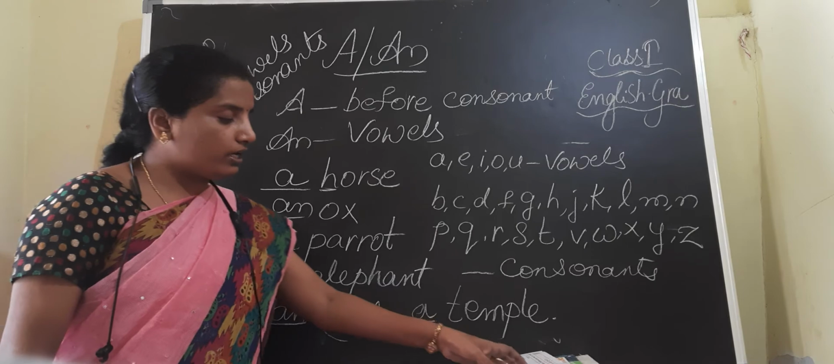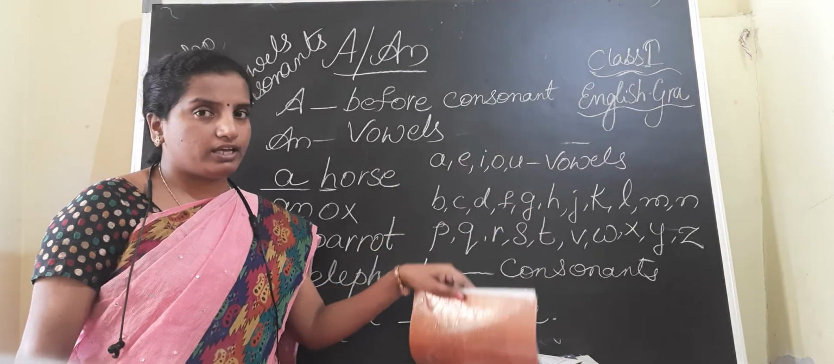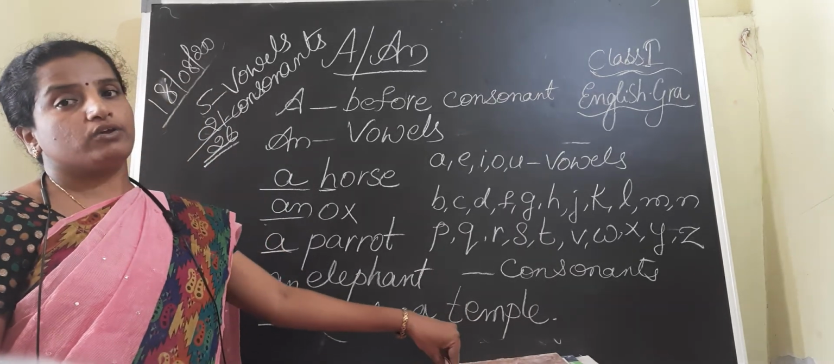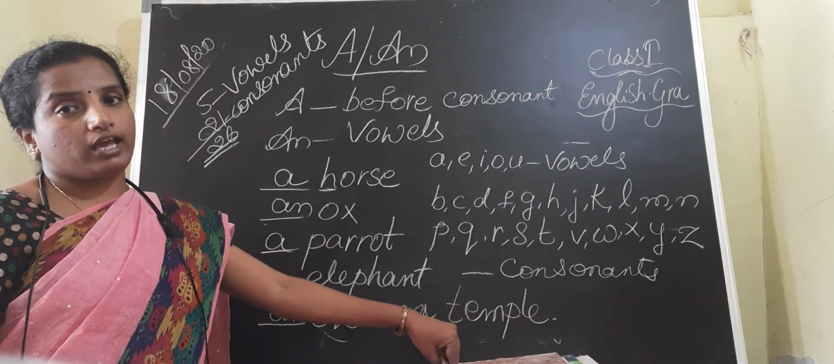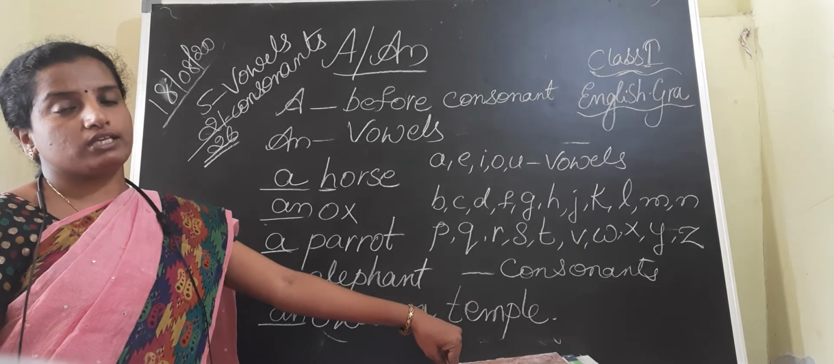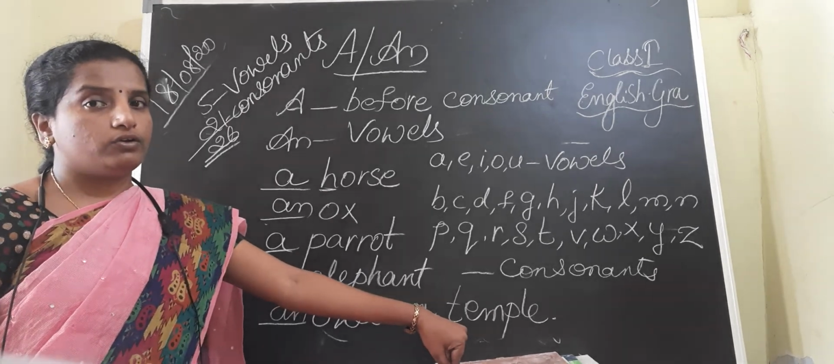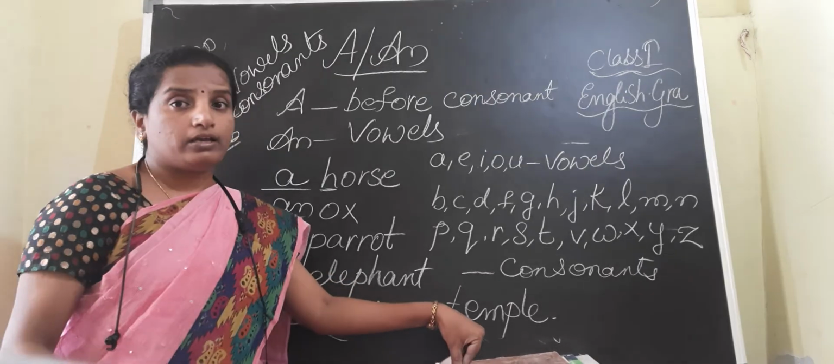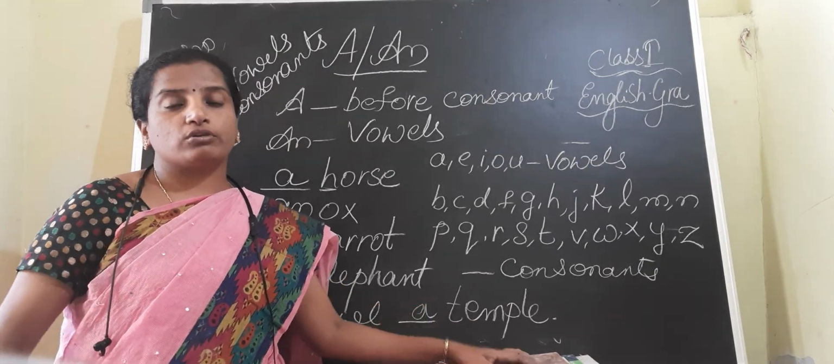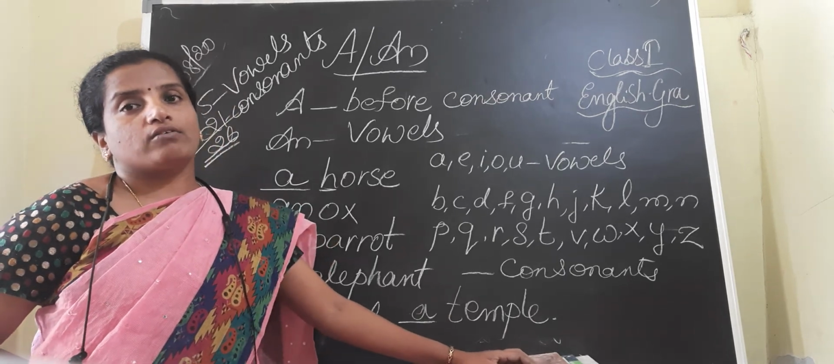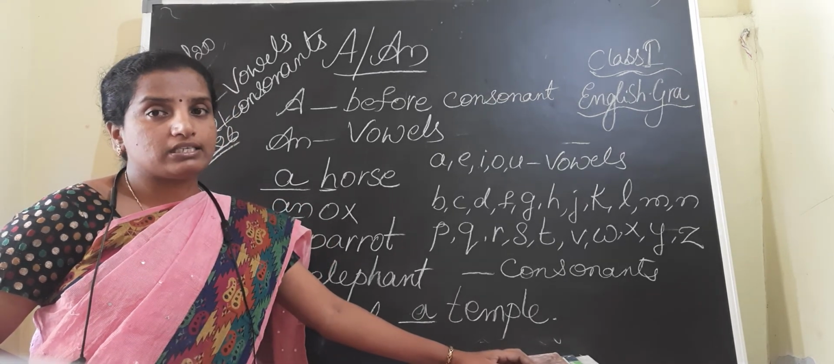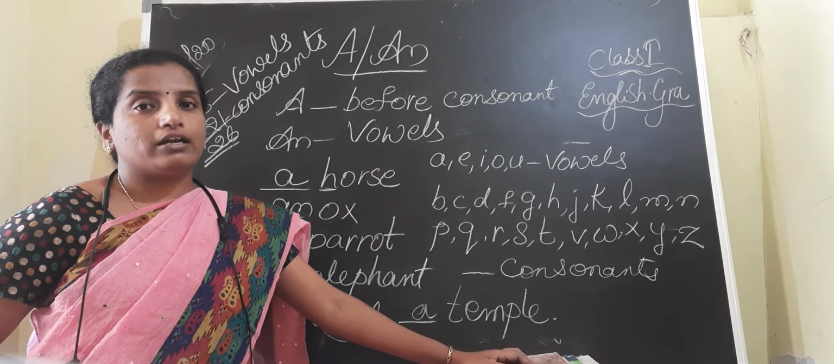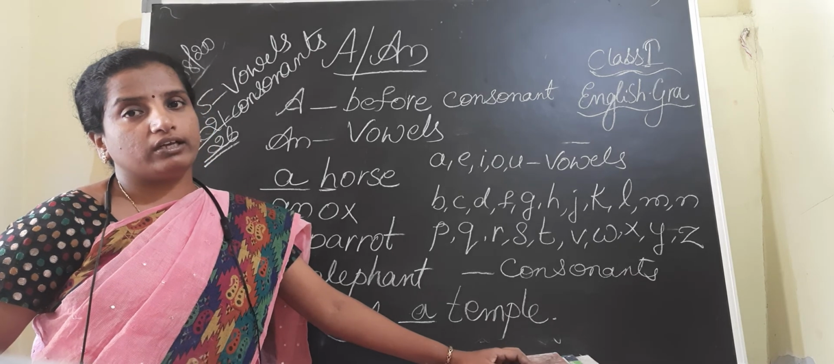So, till now in our first standard grammar, children, we have learned the alphabets, we have learned the words and we have learned the use of A or An. Where we can use A, where we can use An. Once again, revise the topics which I have taught you. Every day you have to write the capital letters as well as the small letters in your rough book, so that you may not forget the order of the letters.